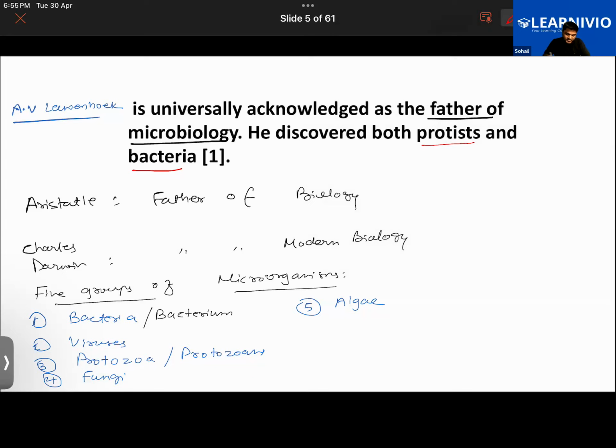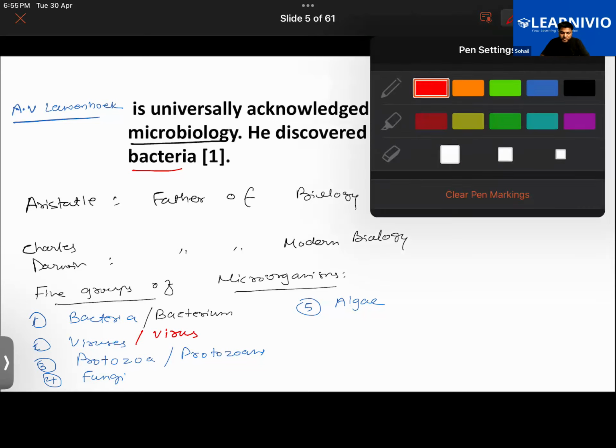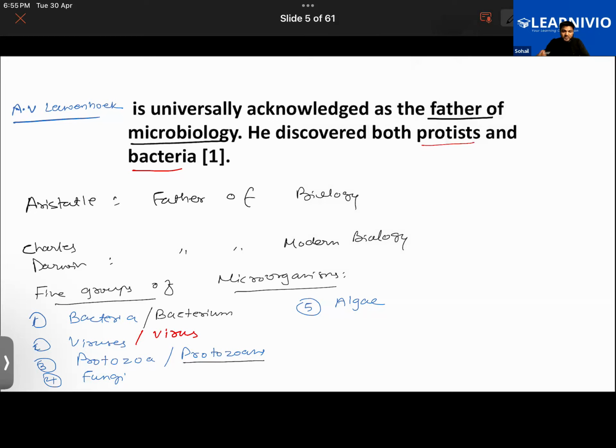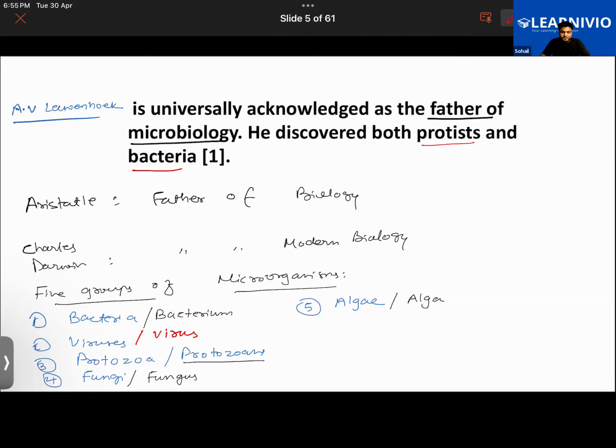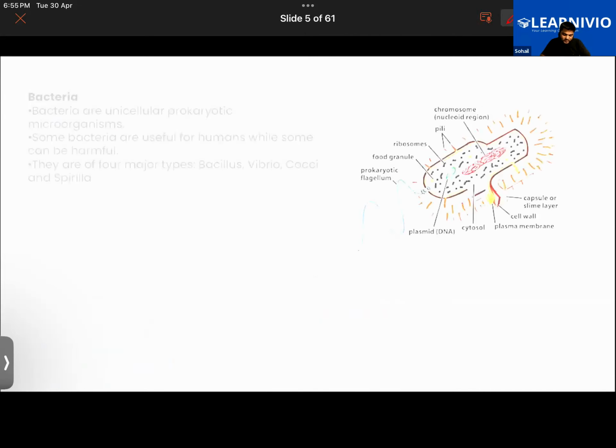Now just like viruses, its singular is virus, as simple as that. Or when I say protozoan, protozoan is basically the singular form of protozoa. Now fungi, the singular form of fungi is fungus. And then the singular form of algae is alga. So hope these basic things are clear to all of you. Okay, let's understand about bacteria.